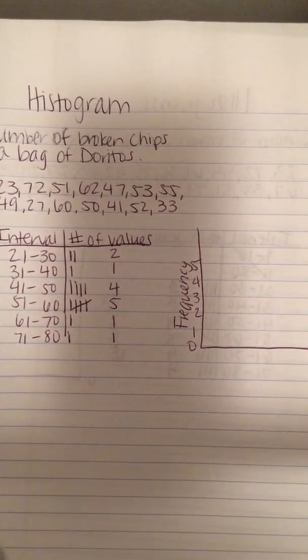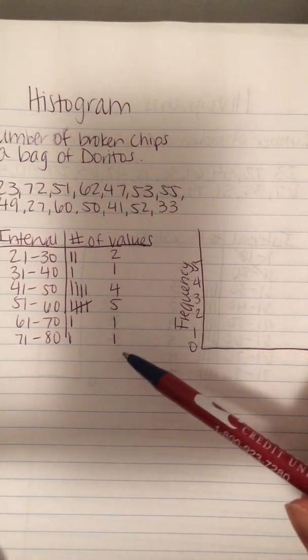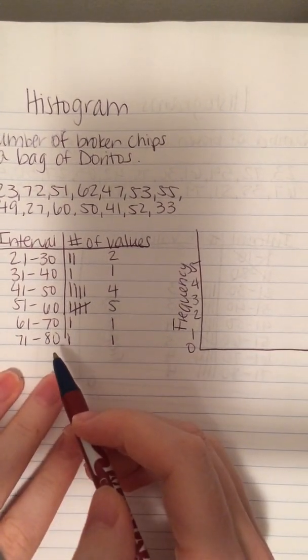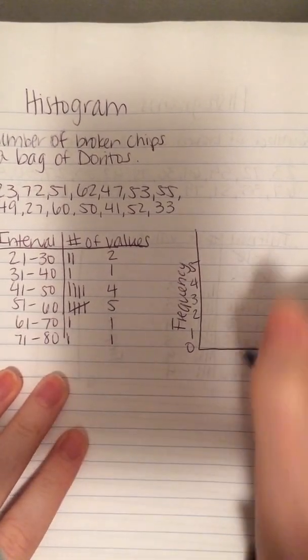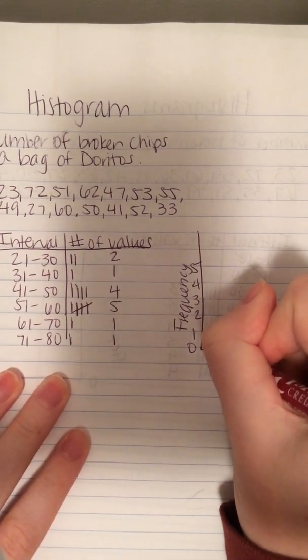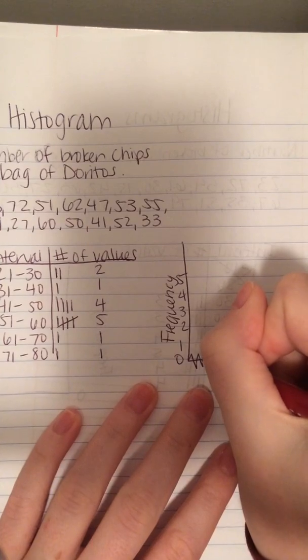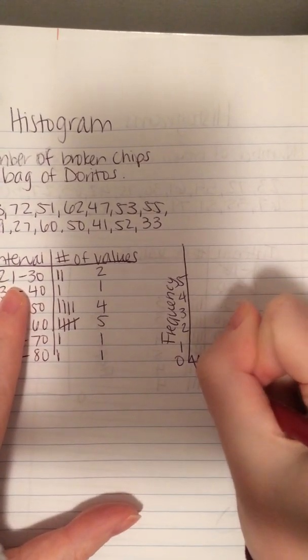If you have a number of values that goes up to like 10 and you want to go up by 2s, that'd be fine too. And on the bottom, you're going to write what your intervals are. My interval doesn't start at 0, so I'm going to draw just a little squiggle there, and that just represents we're skipping a portion of the data and then starting at 21 to 30.